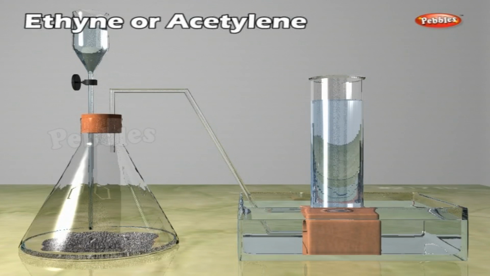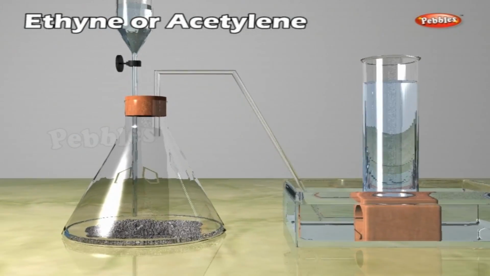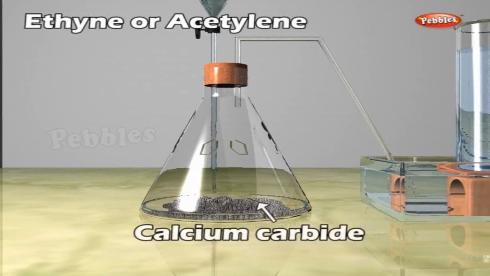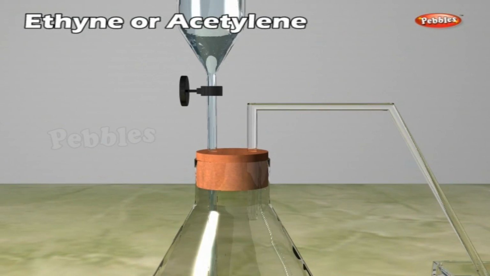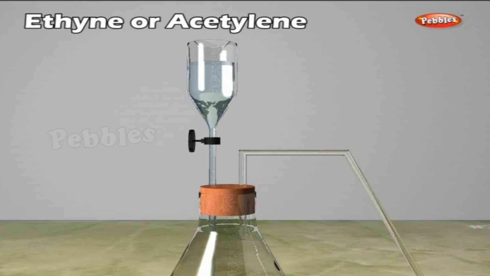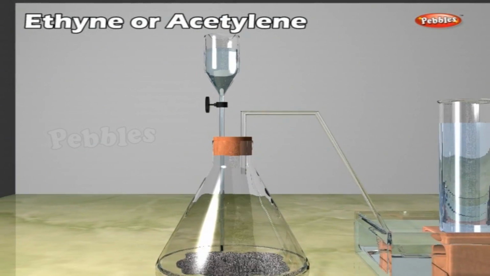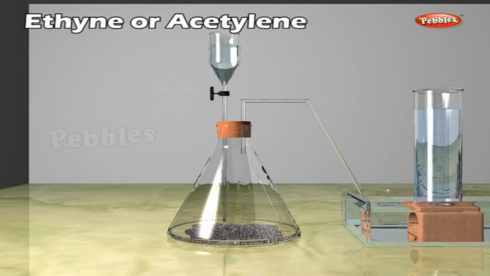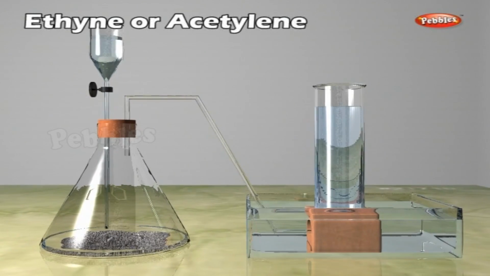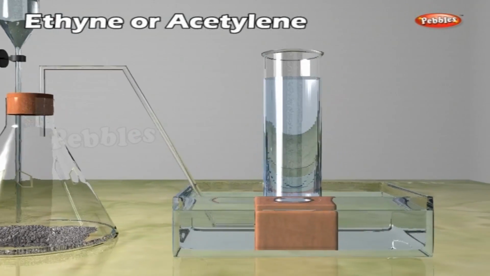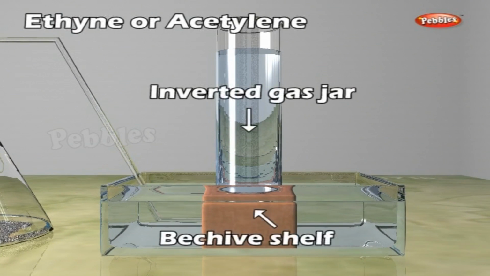Preparation of ethene or acetylene. A few pieces of calcium carbide are taken in a conical flask. It is fitted with a two-hole rubber cork. Through one hole, insert a dropping funnel and in the other hole, insert a delivery tube. The other end of the delivery tube is passed into a beehive shelf. A gas jar filled with water is kept inverted over the beehive shelf.